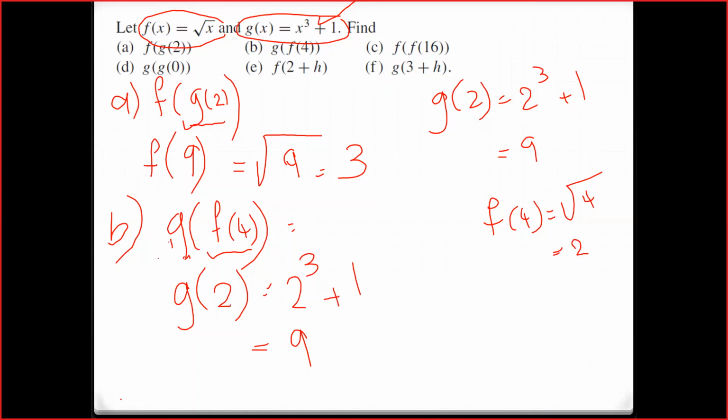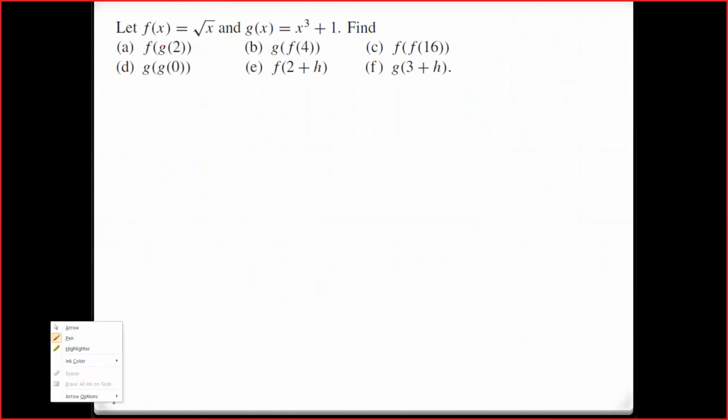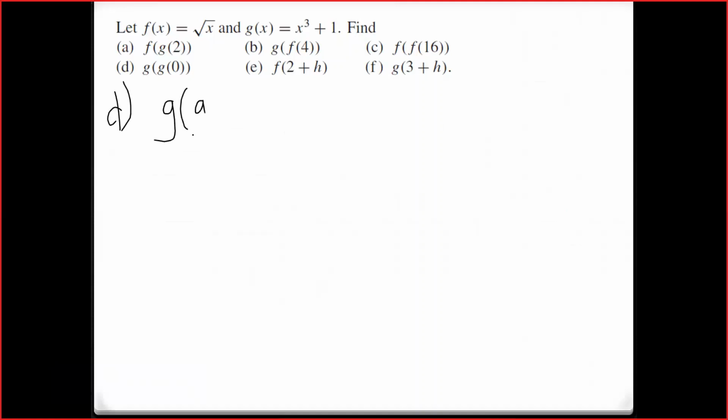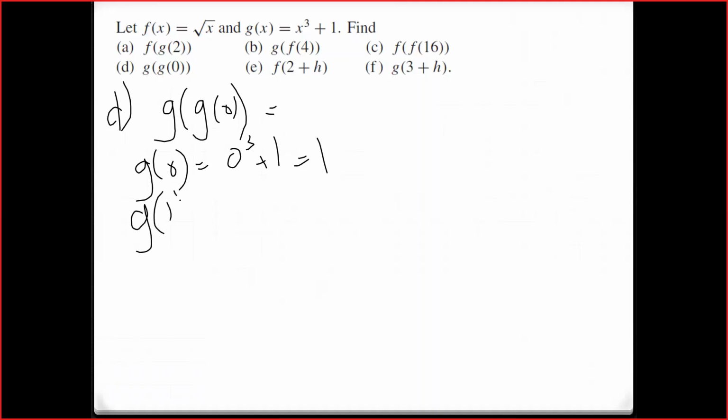Let's find D. Now D. G of g of 0. Now, the first step, I have to find g of 0. G of 0 is 0 cubed plus 1, which is 1. Now g of 1 will be 1 cubed plus 1, which equals 2.